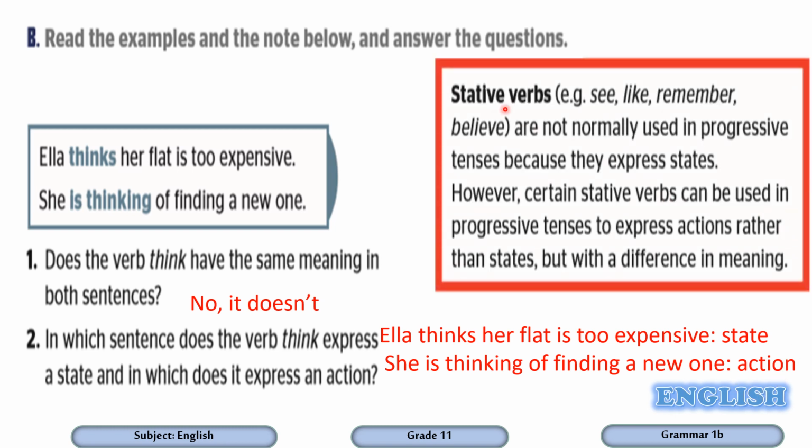So the stative verbs such as see, like, remember, believe are not normally used in progressive tenses because they express states. However, certain stative verbs can be used in progressive tenses. Like here, she's thinking doesn't have the same meaning as opinion, to express actions rather than states, but with a difference in meaning.